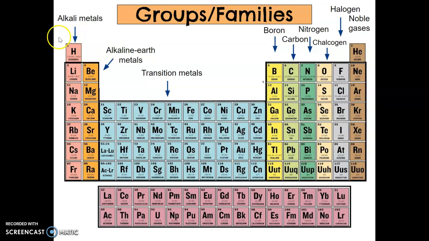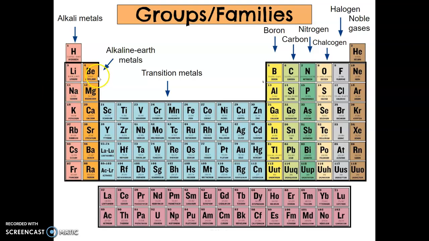So group 1 are the alkali metals. Group 2 are the alkaline earth metals. This middle block right here are the transition metals. Then we have our boron group, our carbon group, our nitrogen group, our chalcogen group, our halogen group, and our noble gases. And now remember, if these elements are in the same group, they're going to have similar properties.